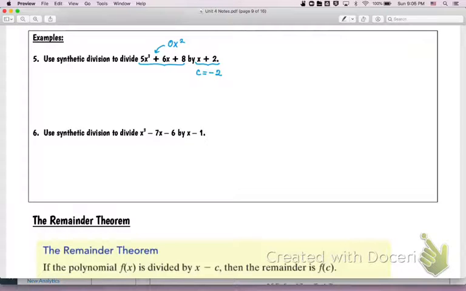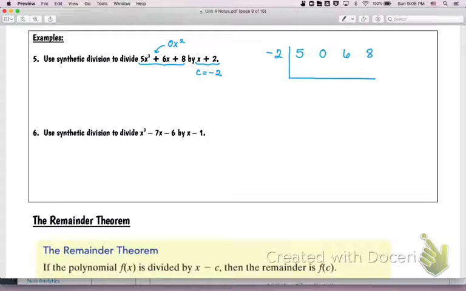Now here's how we set this up. I use a big long L. The book uses just a little corner L, but this is how I always learned to do it. The corner number goes on the top up here. That's c. And then we line up just the coefficients. No variables go in here. So 5x to the third, 0x squared, 6x, and then 8 is our constant.